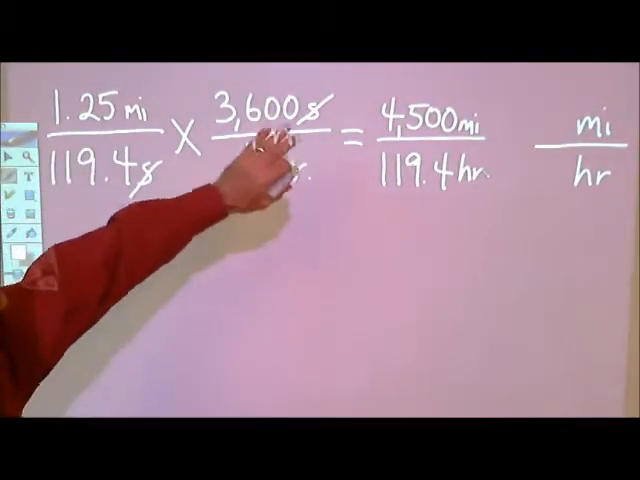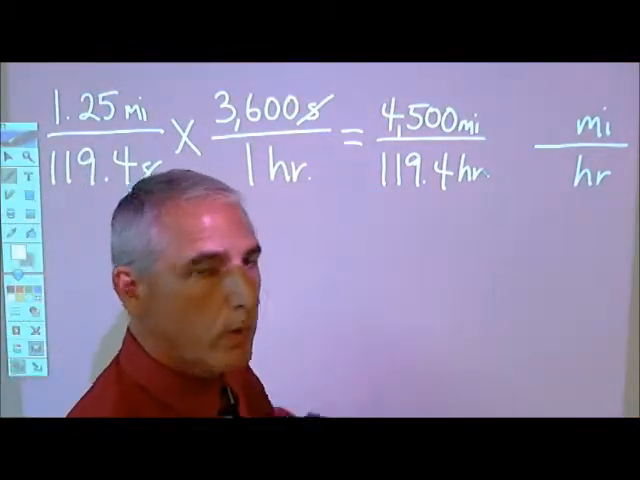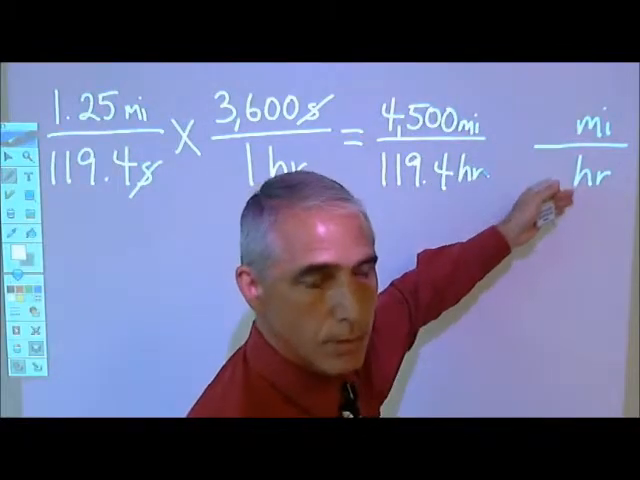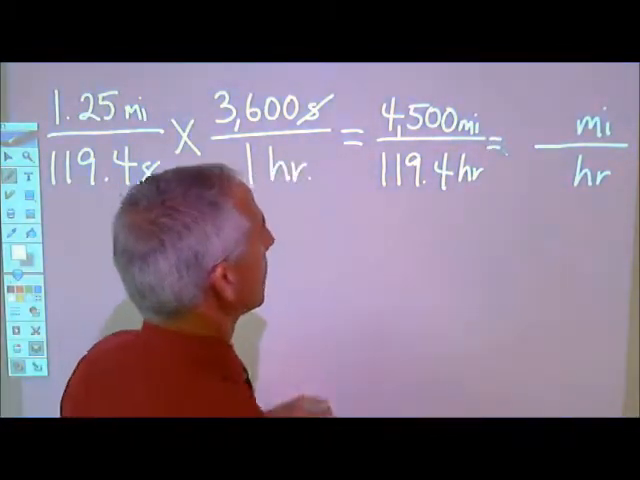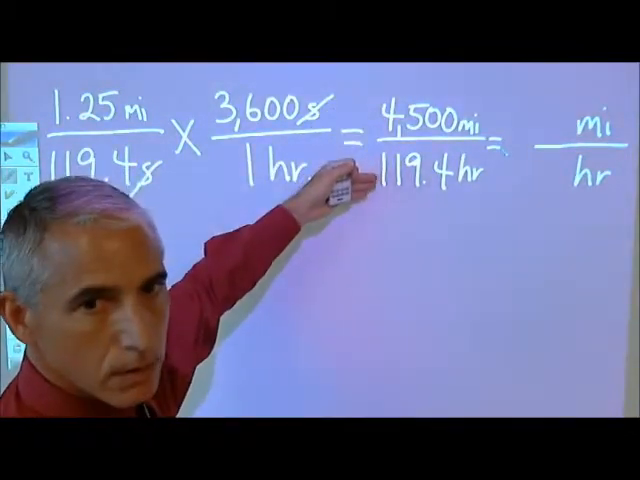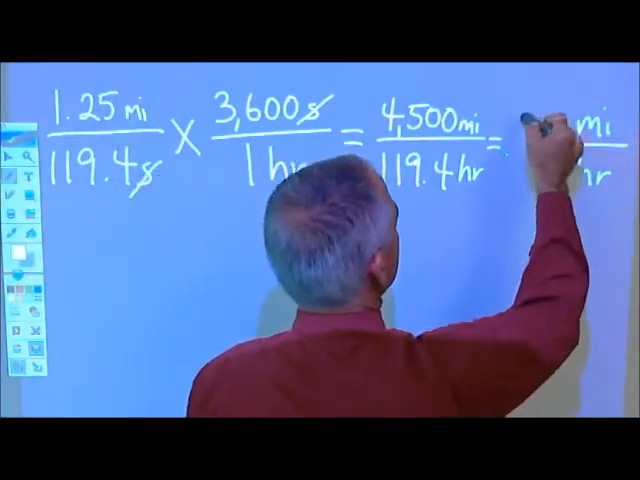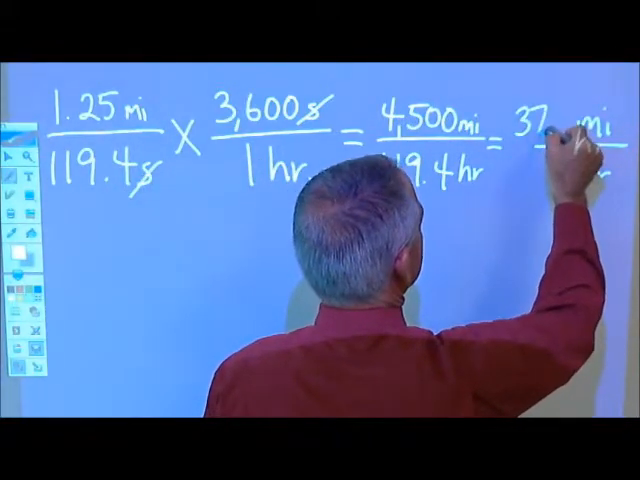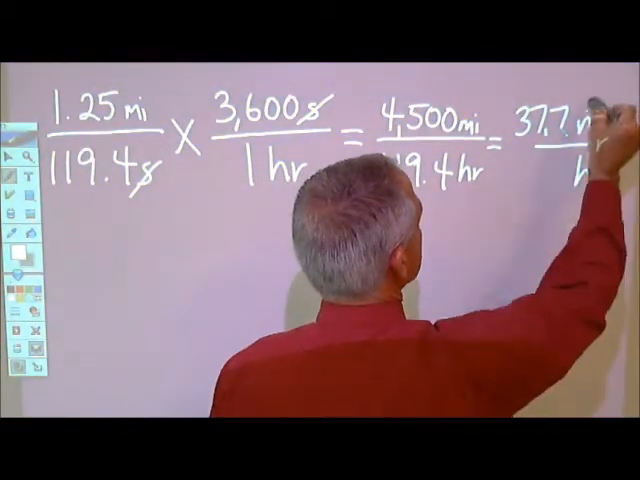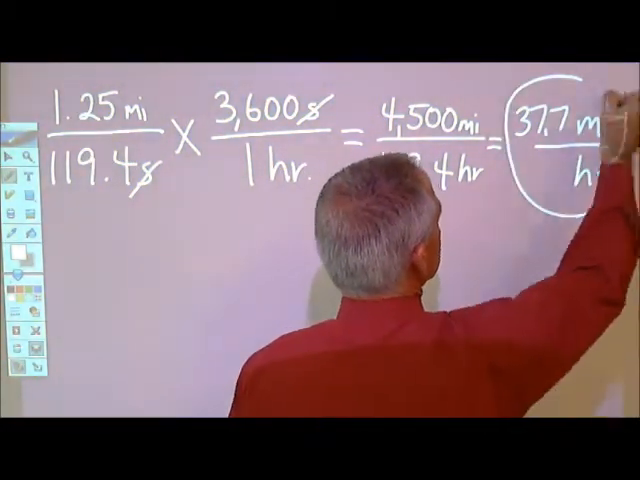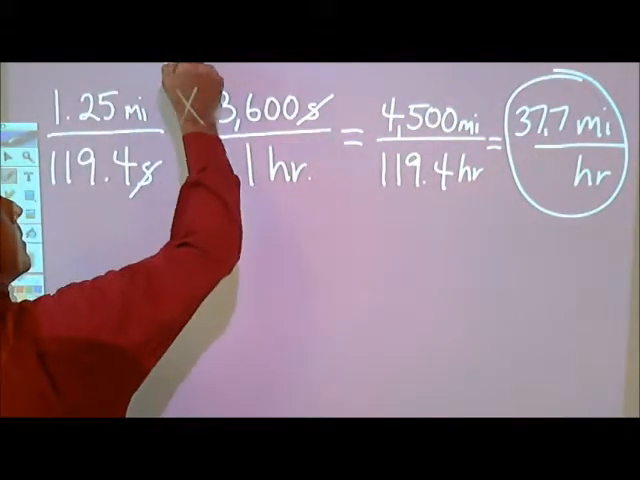Now, we don't want to know how many miles in 119 4/10 hours. We want to know how many miles per 1 hour. So all it is now is a matter of dividing 4,500 by 119 4/10, and that'll give us, rounding to the nearest tenth, 37 7/10 miles per hour. So this is his rate of speed in miles per hour, and that's for the Kentucky Derby.